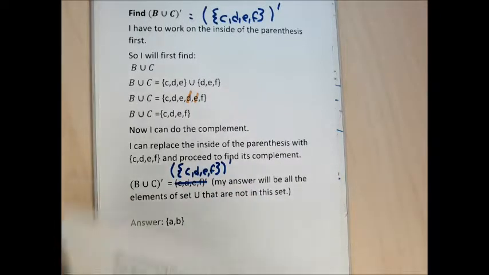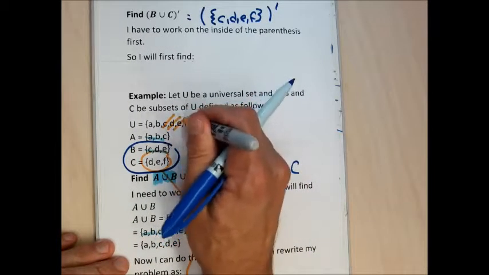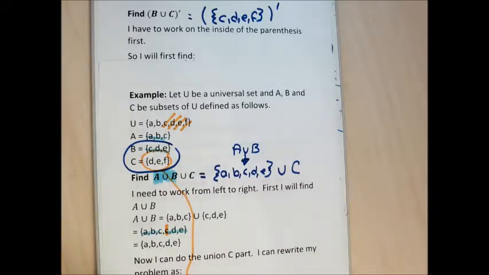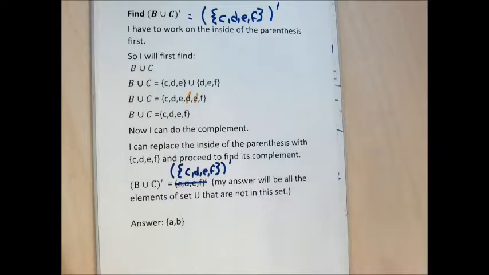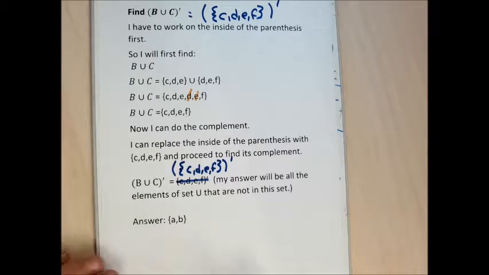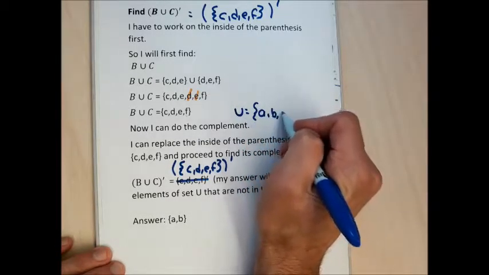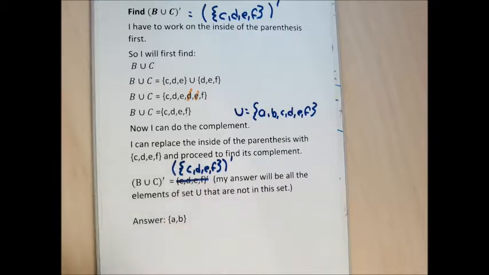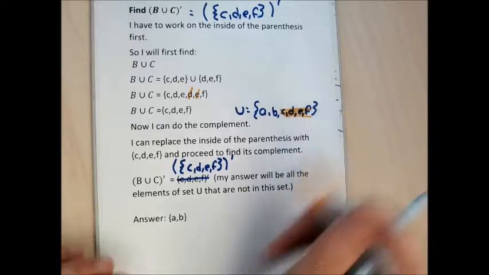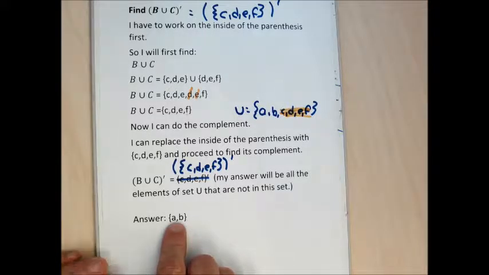And how do I find a complement? I look at the original set, the original universal set, and I take out that set. So I took C, D, E, and F from the universal set, and I'm going to be left with A and B. This is why in my answer I have just A and B, because the universal set was the set that contained A, B, C, D, E, and F. To find the complement, I just simply cross out C, D, E, and F from the universal set. What I haven't crossed out is what's in the complement of that set. So my answer is just A and B.